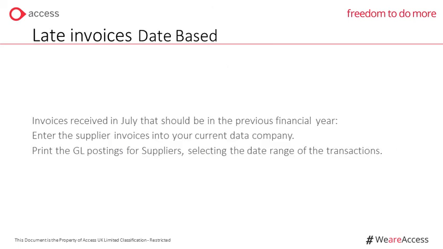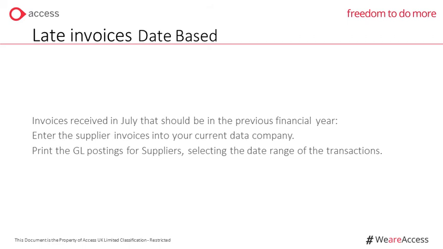You may have the situation where you receive an invoice from a supplier that belongs in the last financial year. To process supplier invoices received in July that should be in the previous financial year, choose Suppliers, Transactions, Invoices, Create, and enter the supplier invoices into your current data company. Print the GL postings for suppliers dated 30th of June, selecting the date range of the transactions.